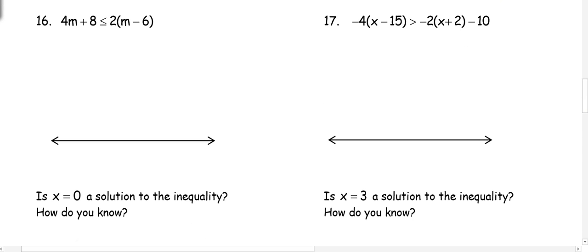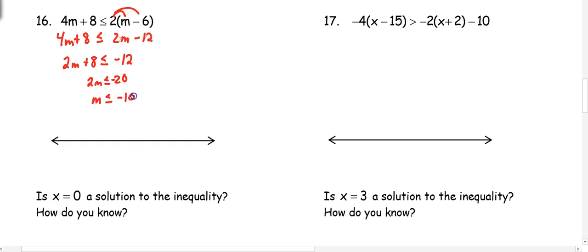In 16 and 17, we need to solve for the variable first. So in 16, I would distribute 2, and I get 4m plus 8 is less than or equal to 2m minus 12. I would subtract 2m from both sides, so 2m plus 8 is less than or equal to negative 12. I would subtract 8 from both sides, so I get 2m is less than or equal to negative 20. And when I divide, m is less than or equal to negative 10.